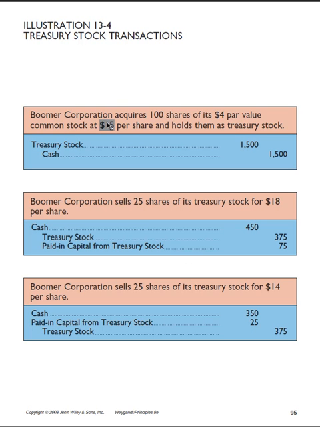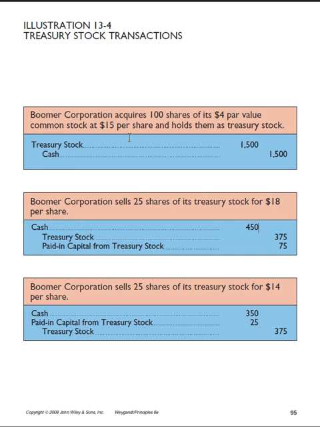We purchased it at 15. Now we're selling it at 18. So the difference between 18 and 15 is 3. If we take 25 shares times 3, you get $75. That $75 will be your paid-in capital from treasury stock. And the way we get cash is basically 25 times 18. Got my calculator here, just to double check, it's 450. And the difference between the 75 and the 450 will be your treasury stock of 375.